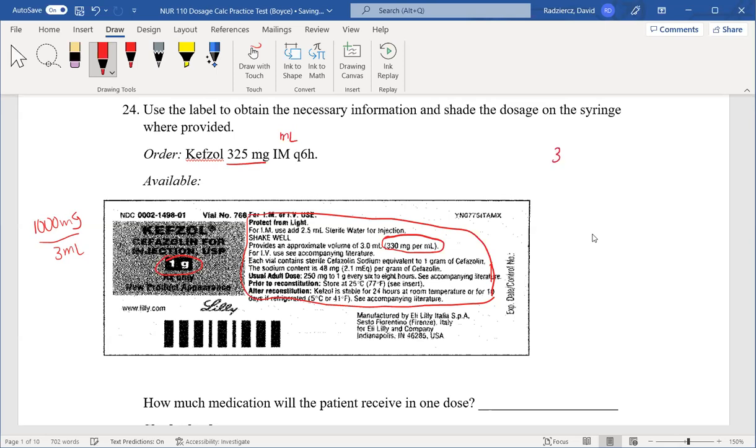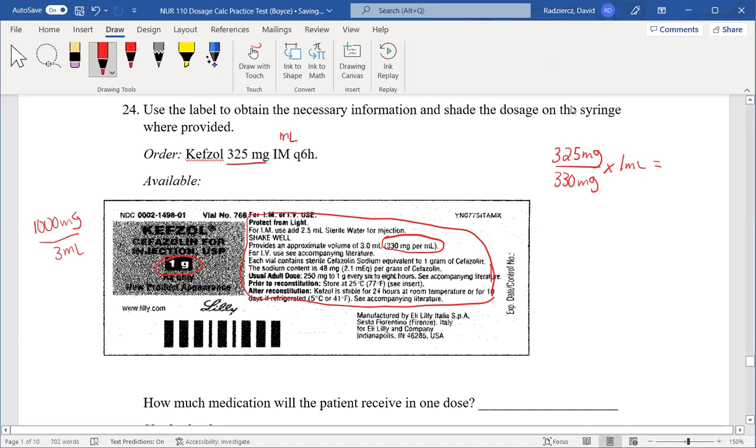So my order is the 325 milligrams. My available is the 330 milligrams. And my quantity is the 1 milliliter. 325 divided by 330 gives me 0.9848484848. So a number less than 1, you would round it to the nearest 100th place.